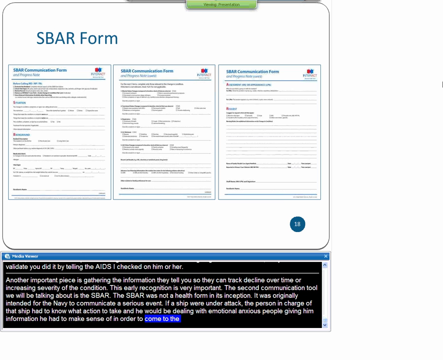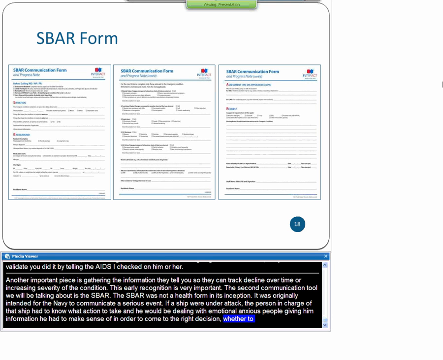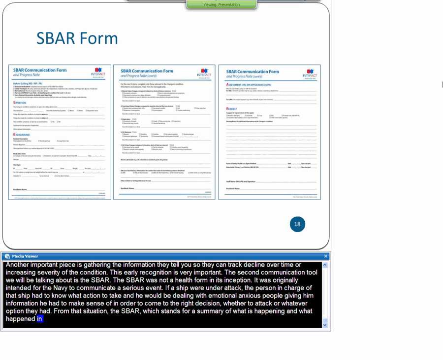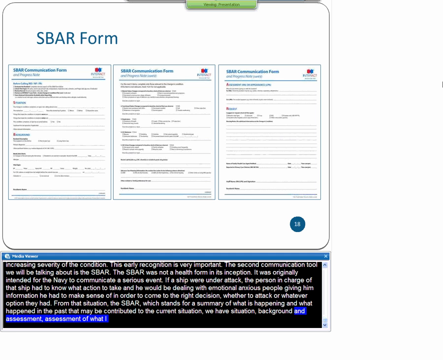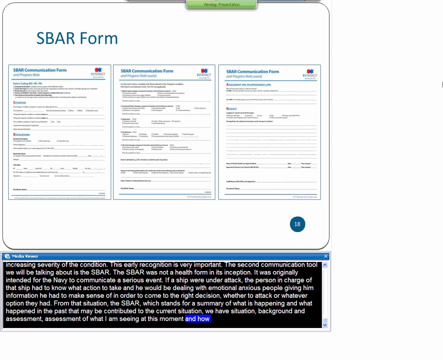From that situation, the SBAR, which stands for a summary of what's happening, what's going on here now, what happened in the past that maybe contributes to the current situation. So we have situation, background, and assessment. Assessment of what am I seeing at this moment, and how does it affect, in our case, the resident patient. And the recommendation or request. What am I asking you for?